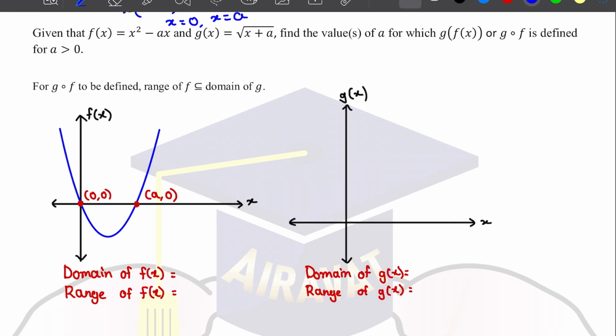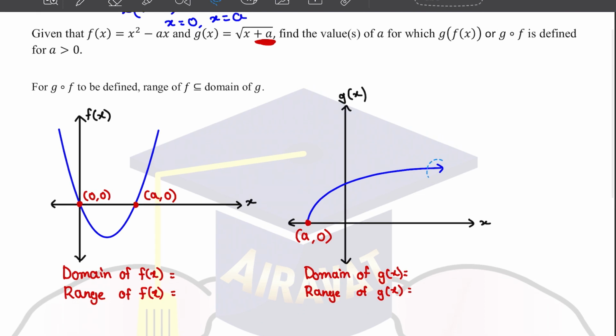Okay, so g of x is a square root graph, meaning it will have a shape like that. And this a in this equation would determine where the graph would start from. So this here is a, 0, and this graph will translate horizontally, left or right, depending on the value of a. Okay.